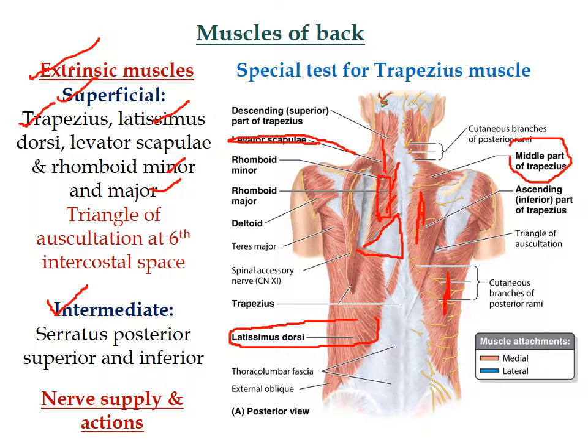Coming to the intermediate group, we have serratus posterior superior and serratus posterior inferior. It's quite deeper. That's all about the extrinsic muscles. You should know the names and the triangle of auscultation. Where is it?